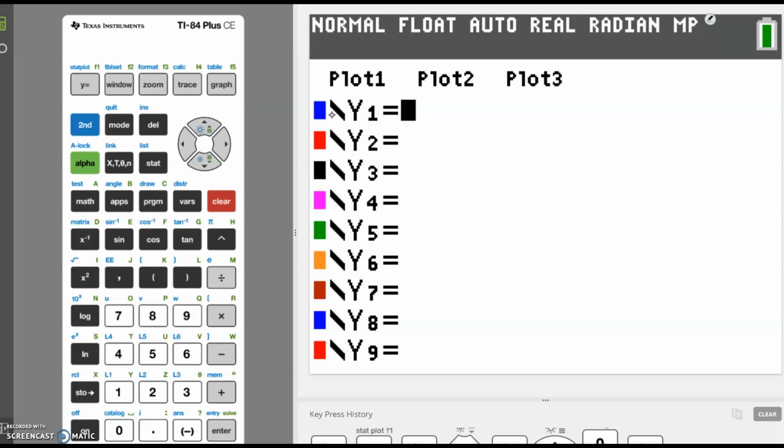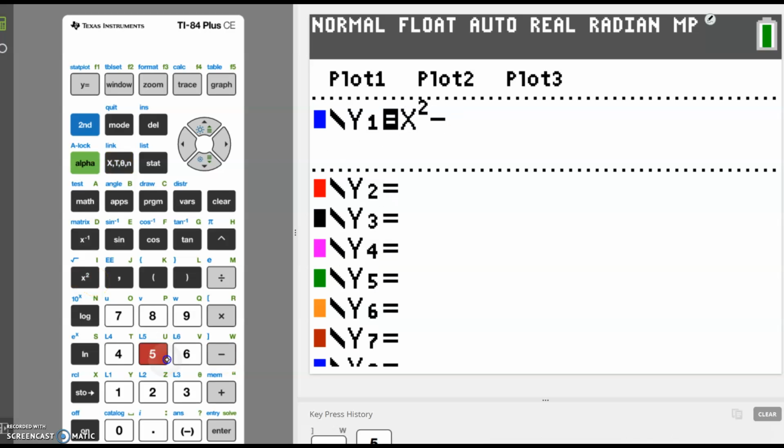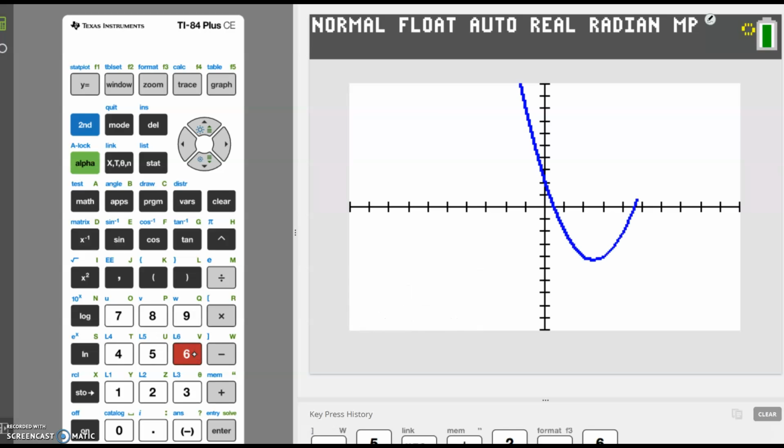So I'll do something like x squared minus 5x plus 2. Okay, so if I want to find the x-intercepts for this thing, I'm going to do zoom 6. It's always a good place to start, the standard screen. So I can see here, they're definitely not integer answers here.